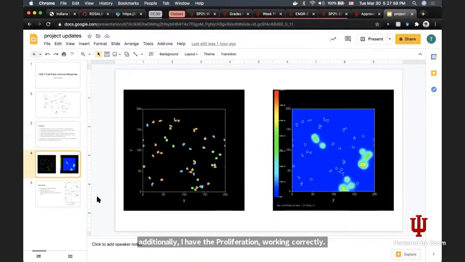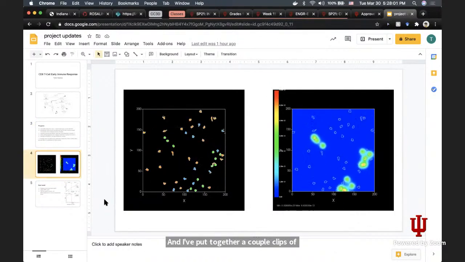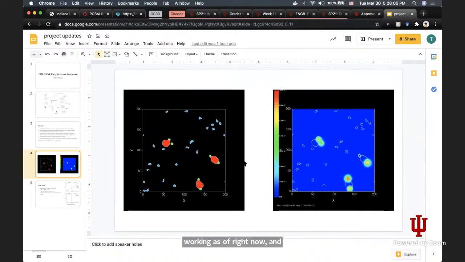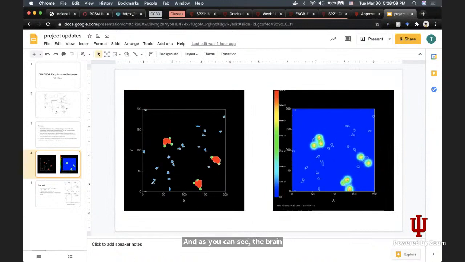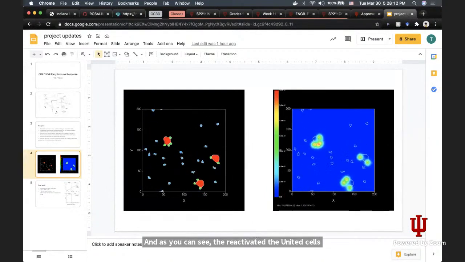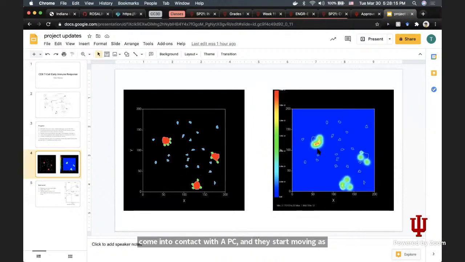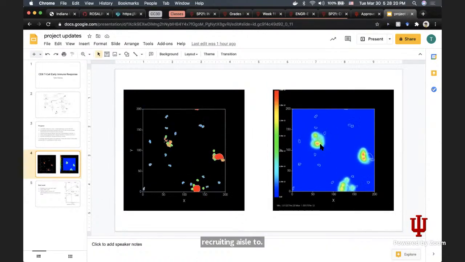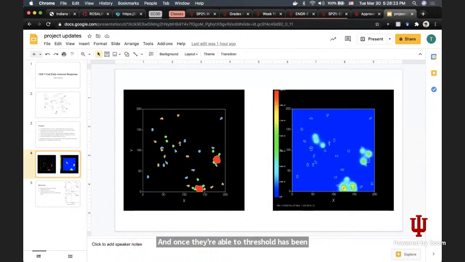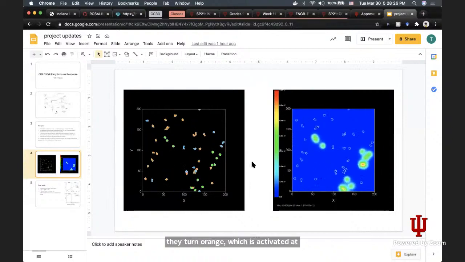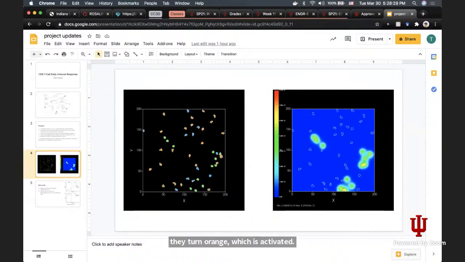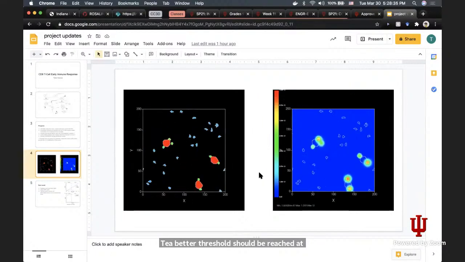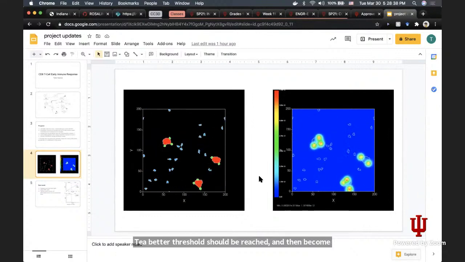And I've put together a couple clips of how my model is working as of right now. As you can see, the naive cells come into contact with APC and they stop moving as they're pre-activated. Over here, we see that they're secreting IL-2, and once their IL-2 threshold has been reached, they turn orange, which is activated. The activated cells should have their intracellular T-bet threshold reached and then become effector. That's the same problem I mentioned before with tweaking the ODE model.